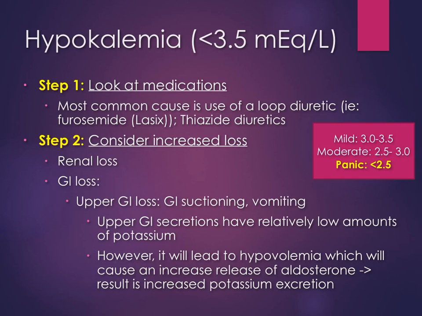But consider this. If you are losing a lot of volume because of vomiting, you're going to get hypovolemic and or dehydrated, which is going to cause an increased release of aldosterone, which, as we've learned thus far, will cause your kidneys to dump out more potassium. This is what's going to result in the hypokalemia then.